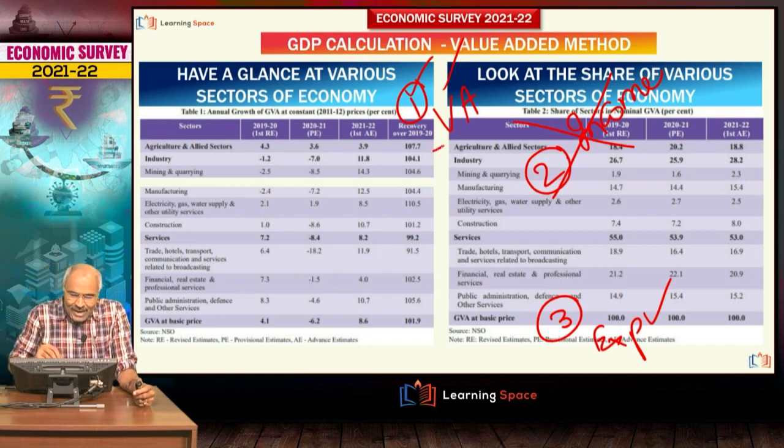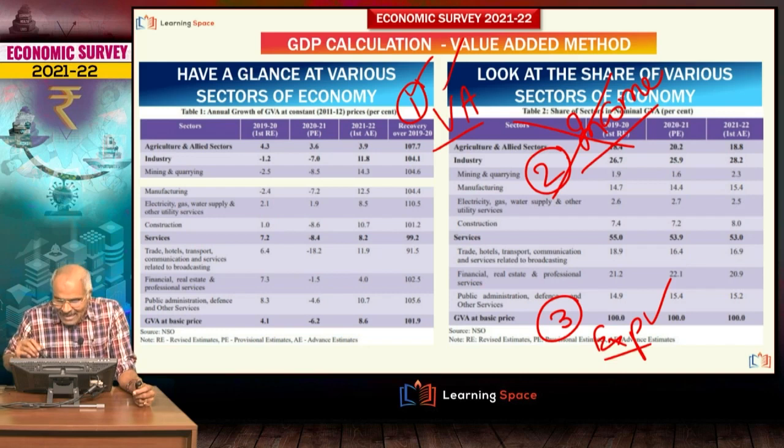One is value added method. Second one is income method. Third one is expenditure method. India calculates value added and expenditure method. When you look at value added method, there are 8 components, very important point. Agriculture and allied sectors. So these are the figures. Don't worry, these are the figures.